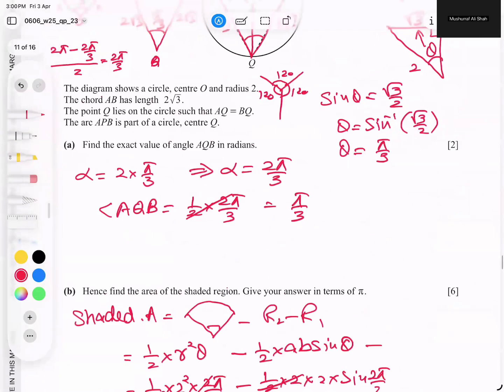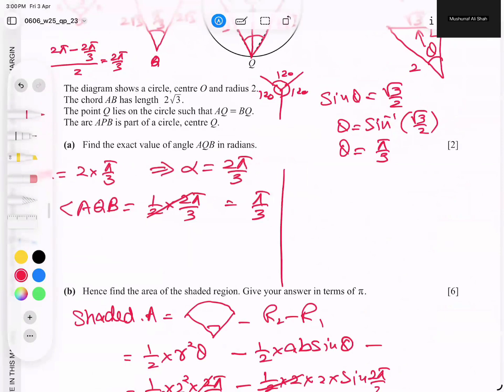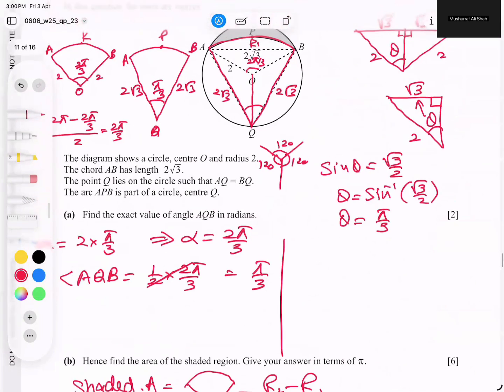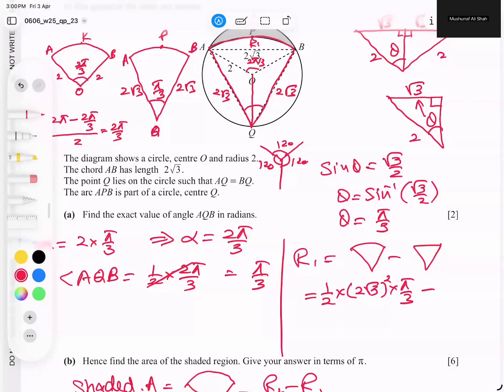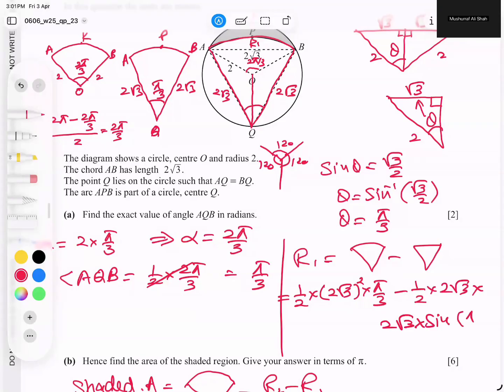Have a look now. I am doing it here and going to finish the question. How to get this R1 region? R1 region is sector area minus triangle area. What is the sector area? Half R squared theta. R is this, 2 root 3, and theta is pi by 3, minus, what is the area of the triangle, students? The area of the triangle is half into 2 root 3 into 2 root 3 into sine of the middle angle, which is pi by 3.